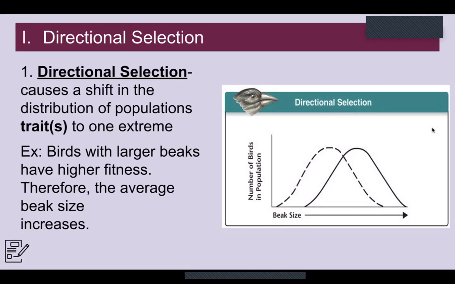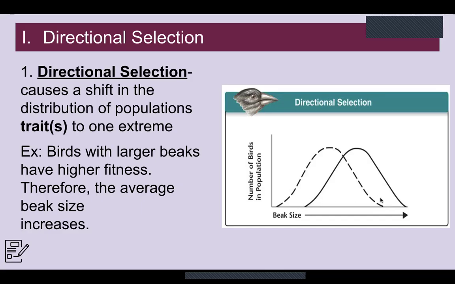So the first type of microevolution that we're going to be talking about today is directional selection. Directional selection causes a shift in the distribution of a population's traits to one extreme. So this dotted line is the original population, and we're talking about beak size, just like in the gizmo. On this dotted line, you have some beaks that are small on the left side, some beaks that are large on the right side, but the vast majority of beaks are right here in the center in this population.